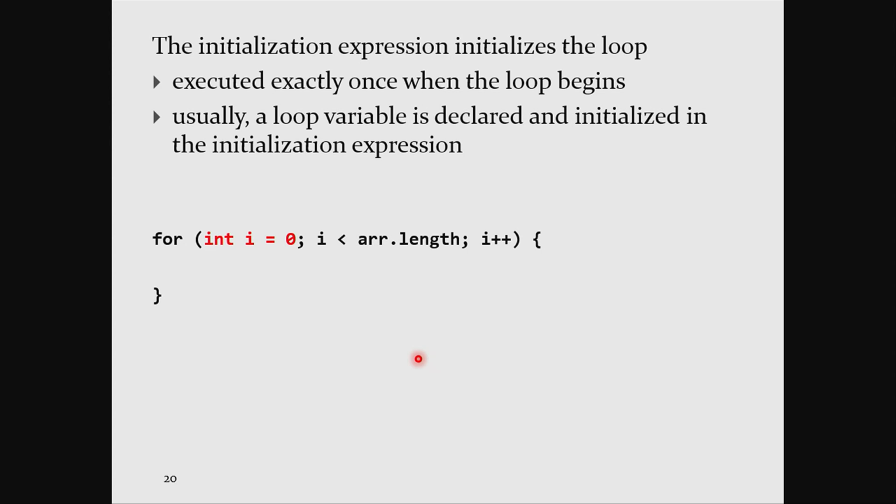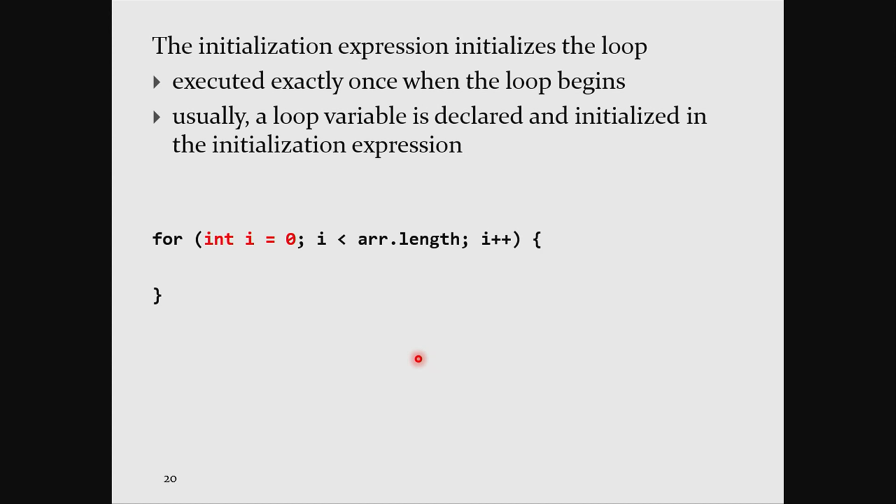So the initialization expression, that's the int i equals 0 part. What does that do? That declares your loop variable, and it initializes the loop variable to 0 in this case. So all it's doing is making a variable for the loop and setting its initial value. I'm going to start out the loop with a loop variable called i. The starting value of i, the first time the loop runs, will be 0.